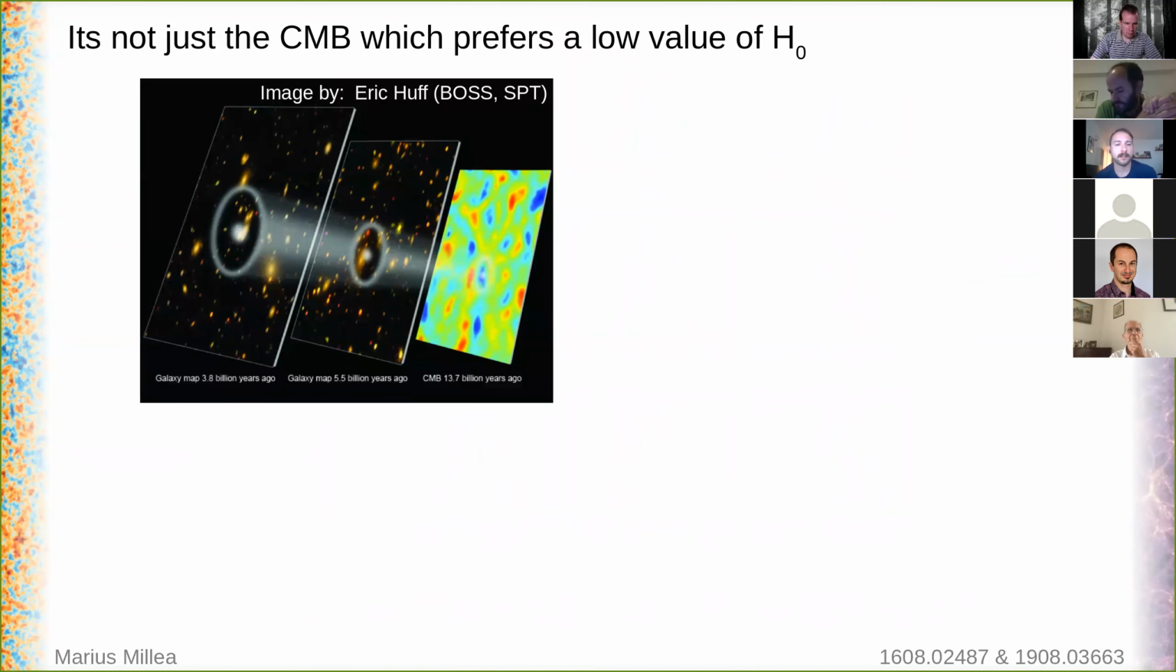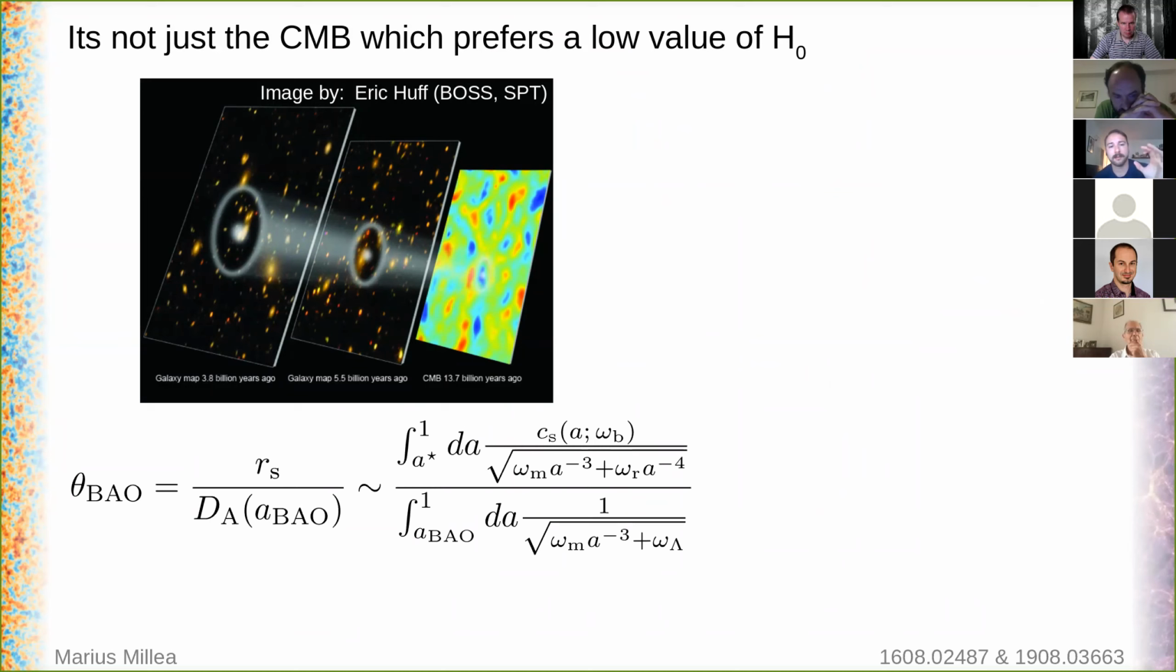So I should say also, it's not just the CMB which prefers a low value of H naught. Using the same sound horizon scale, but imprinted at later times in the galaxy distributions or in the Lyman alpha forest, you can also infer the Hubble constant, and it's kind of the same idea. So you have this angle now, which is the BAO angle, which is still an RS over a distance, but it's the distance to the BAO as opposed to the distance to the CMB. You have these similar integrals to compute these angles, and so now you don't want to use the CMB matter envelope effect to measure this matter density because maybe you want to just use the BAO.